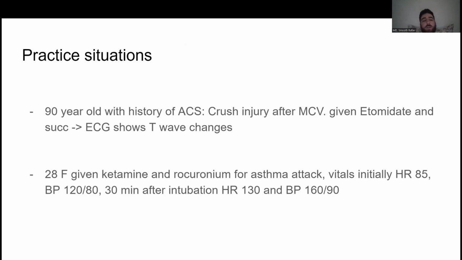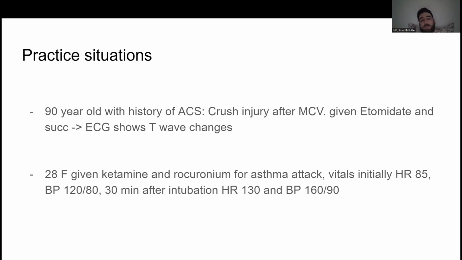We have a 9-year-old with a history of acute coronary syndrome. They have a crush injury after a motor vehicle collision. They're given etomidate and succinylcholine for intubation. And then you look at the EKG and it shows T-wave changes. So you might think, oh, succinylcholine, crush injury, we just induced hyperkalemia. But since the crush injury just happened, it's likely that the T-wave changes can be due to a new MI, because it takes 5 days for the hyperkalemia to be significant, like 3 to 5 days, some sources differ, for hyperkalemia to be a significant comorbidity of administering succinylcholine.